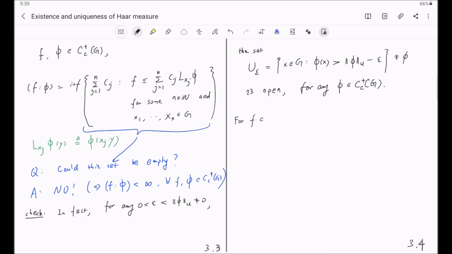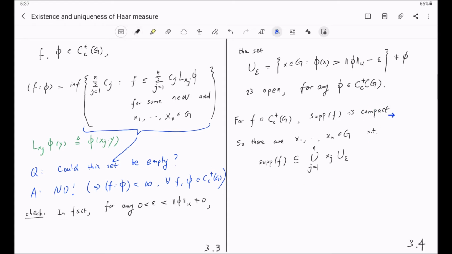For f in CC plus G, since by definition the support of f is always compact, there are finitely many elements x1 through xn in G such that the support of f is contained in the union of the left translations of this u sub epsilon defined above by xj's.